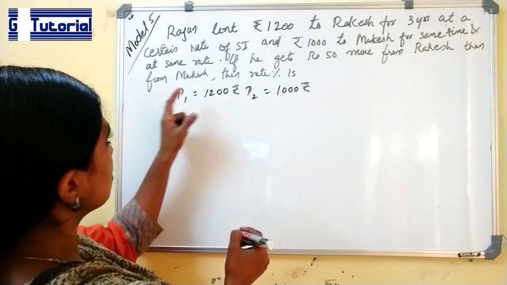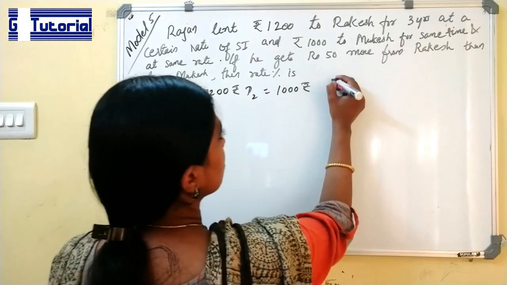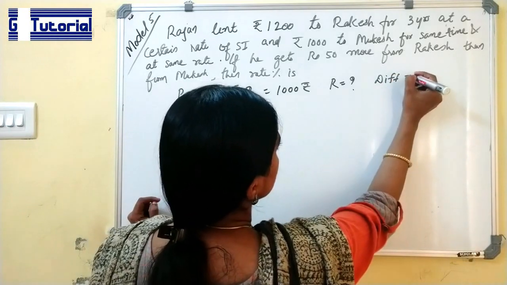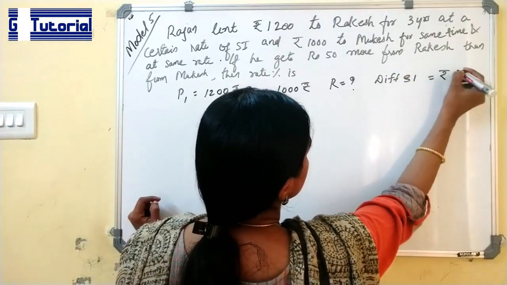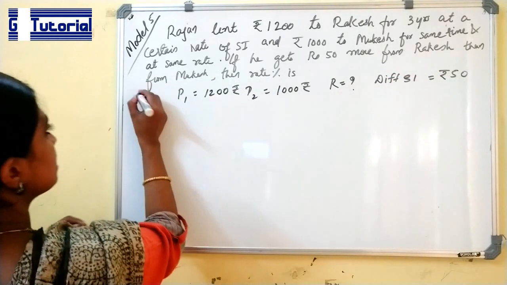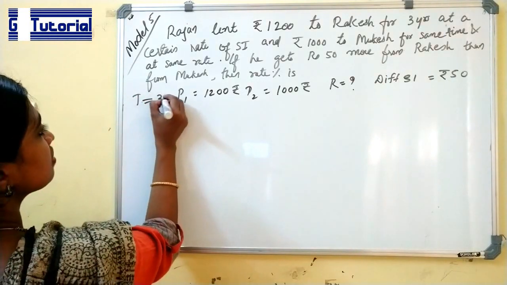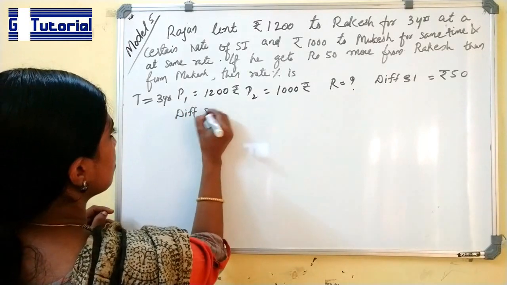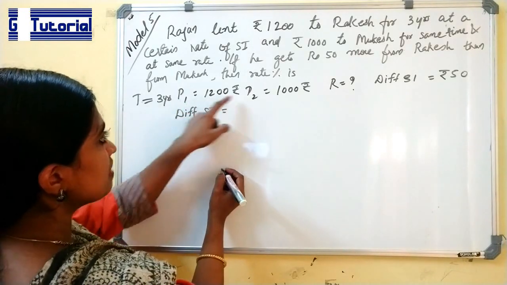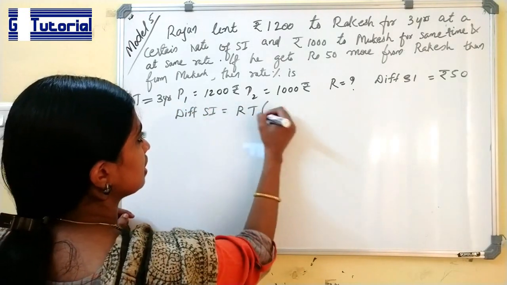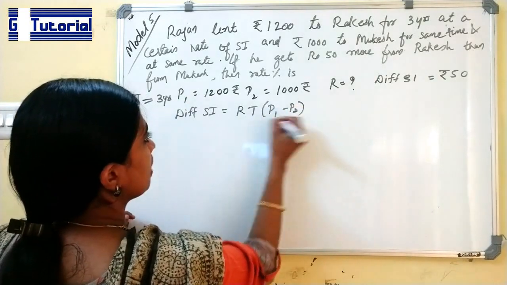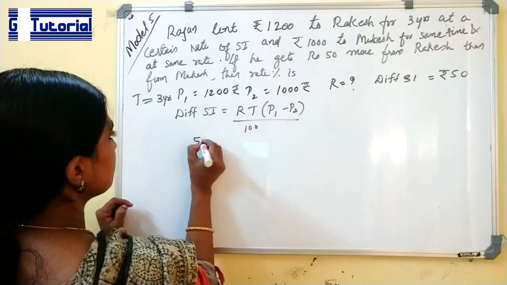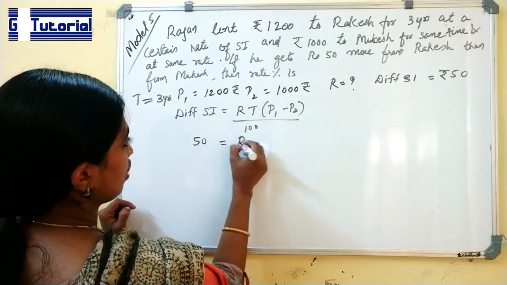Then rate is not given. Rate is what we are asked to find. Difference in SI is given as 50 rupees. And the time for which it is given is 3 years. So the difference in SI is equal to, here principal is varying, so R into T into P1 minus P2 by 100 is our formula. Difference in SI is given as 50. We are asked to find the value of R.